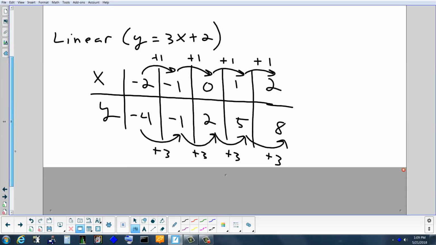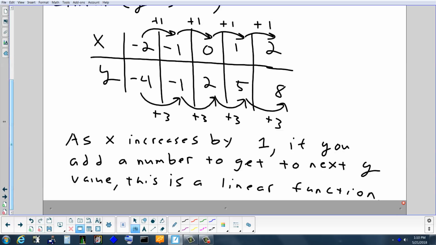All right? The y values, you're adding 3 every time. So when we're talking about a linear function, the y values are going to be added each time. They're going to be added by the same number, but the biggest thing is you're using addition. They're increasing every time. You're adding. So like it says here, as x increases by 1, if you add a number to get to the next y value, this is a linear function. So linear means you're adding. When we do exponentials, we won't be adding. All right?